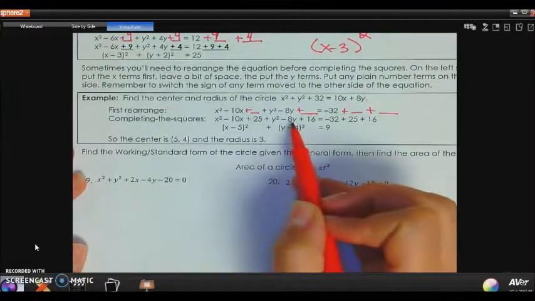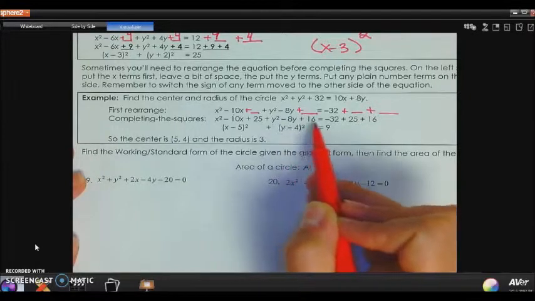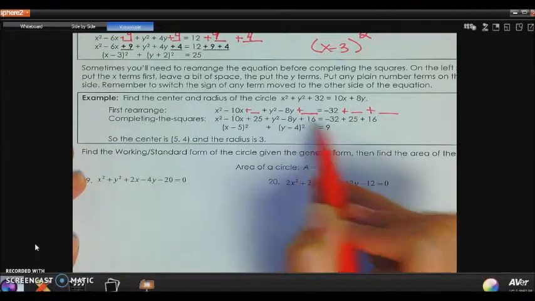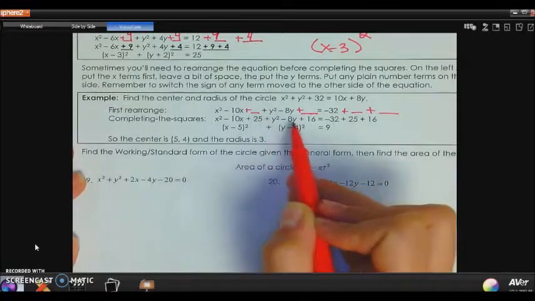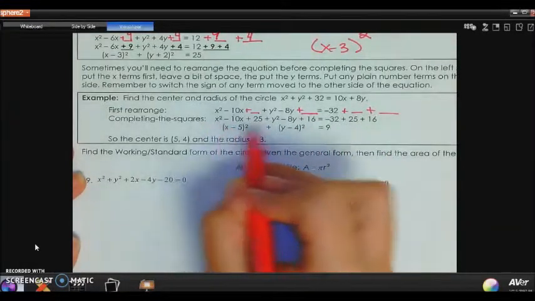Very similar, you do it now with the y groups. So negative 8 cut in half is negative 4, and negative 4 squared is 16. So that's where that came from. You've got to keep it balanced, so whatever you add to the left-hand side, you need to add to the right-hand side of the equal sign. So you get to this.